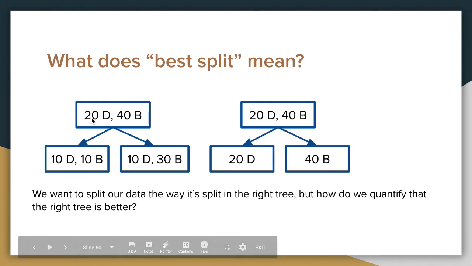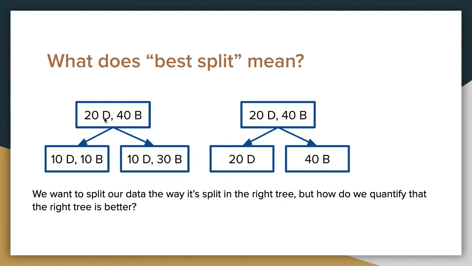Our top node is here. We have 20 examples that are classified with the label D and 40 examples classified with the label B. And when I say examples, I mean training data examples. And on the right side, we have the same parent node: 20 examples with label D, 40 examples with label B.